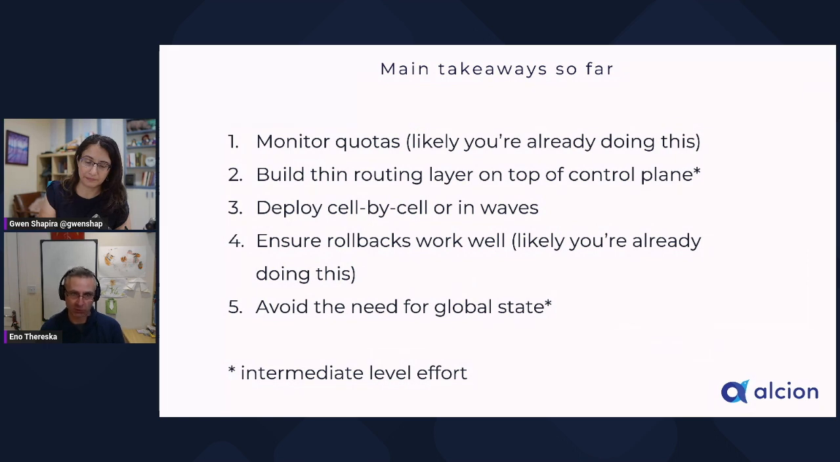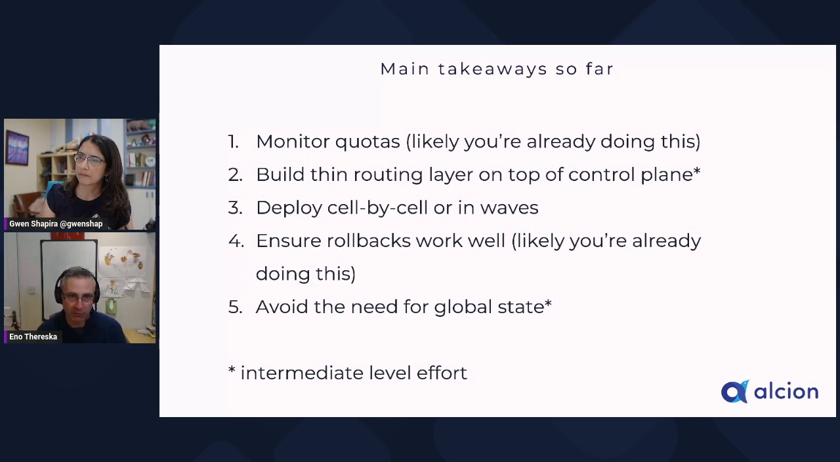The first one is monitor quotas. You are likely already doing this. I'm not telling you anything new. You're probably going to have to build the thin routing layer on top of your control plane. And jumping straight to number 5, probably you're going to have to avoid the need for global state. There's going to be a little bit of global state. We'll see that. But these two, number 2 and 5, are a little bit more effort than the other ones, which you're probably already doing.